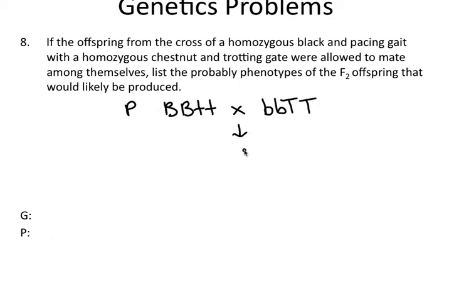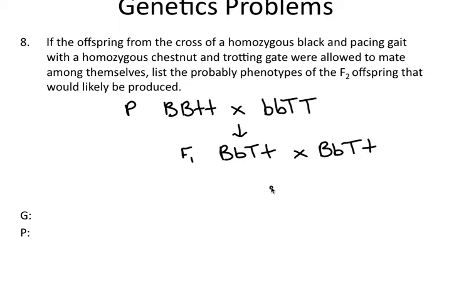Without doing a Punnett square, hopefully you're able to see that all of the offspring are going to be heterozygous black and trotting. So this is the F1. This problem doesn't ask us to solve for the F1 though. It asks us to produce F2 offspring. In order to do that, you have to do a test cross with 2 of the F1.